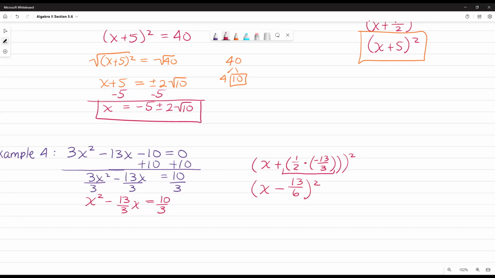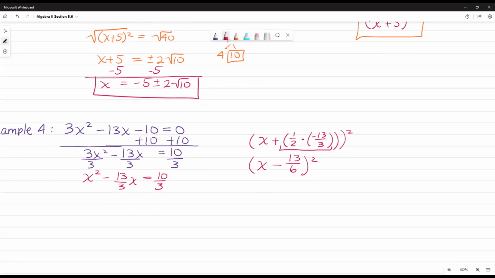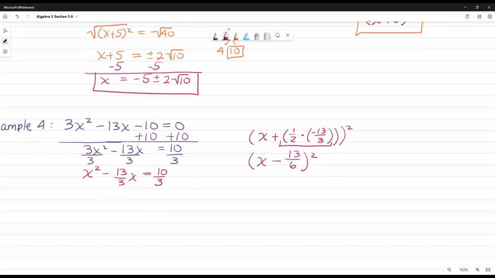Right. Now, in order to know what we are adding to both sides, though, we need to figure out what 13 over 6 squared is. So I know that on the left side, I'm going to have x minus 13 over 6 squared, but this 10 over 3, I'm going to have to add the first main step. Here's the second main step. We have to find what we're adding to both sides. So this is the 13 over 6 squared.